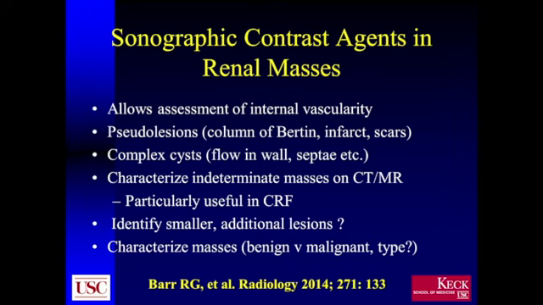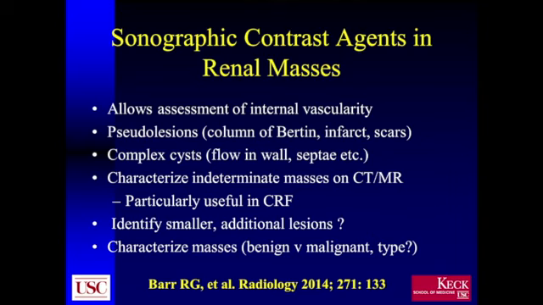One of the other things that we can do is evaluate pseudolesions. Basically, pseudolesions are things that look like tumors in the kidney, but in fact are not. Examples of this would be, for example, a column of Bertin. Sometimes there's scarring or infarcts that can actually look like masses, and contrast-enhanced ultrasound is an excellent way to determine if, in fact, these represent true or pseudolesions.